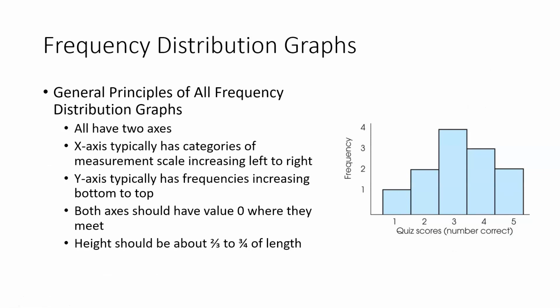There are some general principles that we need to understand about all frequency distribution graphs. They always have 2 axes. The x-axis is typically the categories of measurement scale. It's usually increasing from left to right. The y-axis typically has frequencies increasing from bottom to top. And both axes should have a value 0 where they cross right here at the intersect.